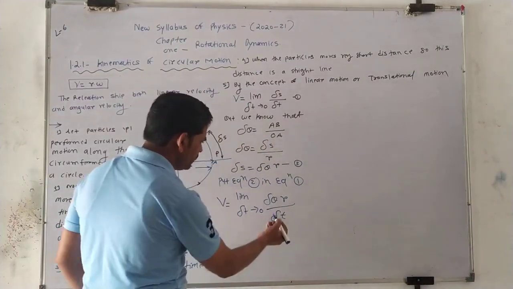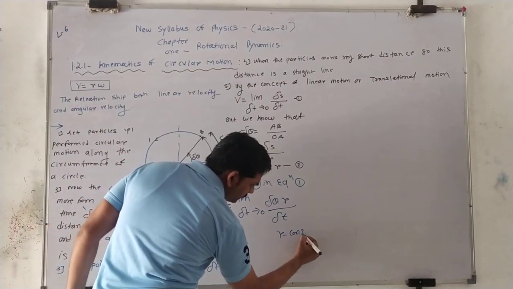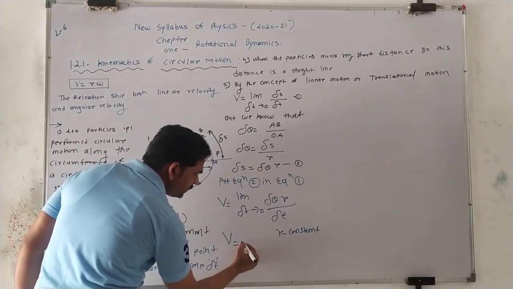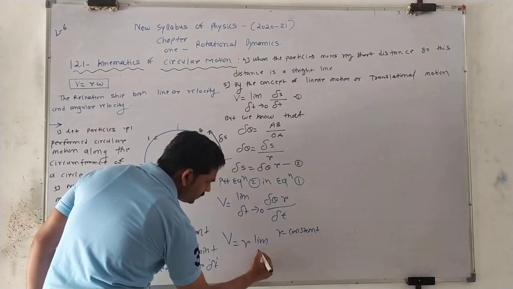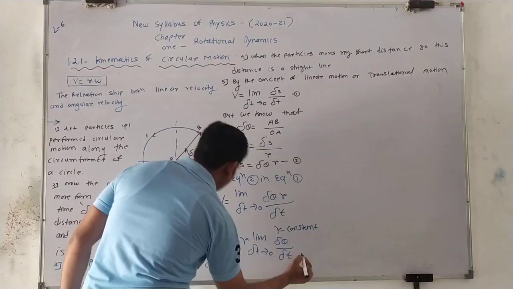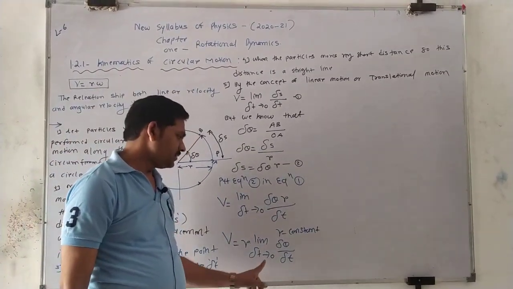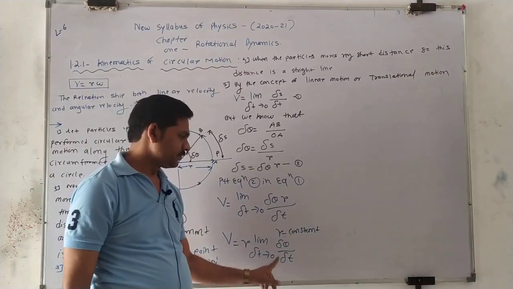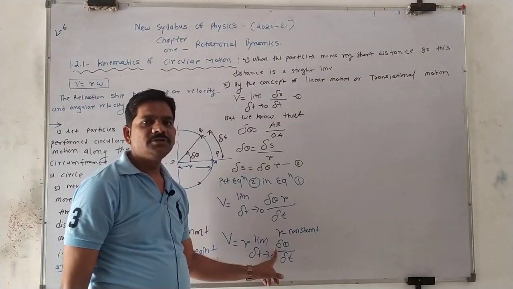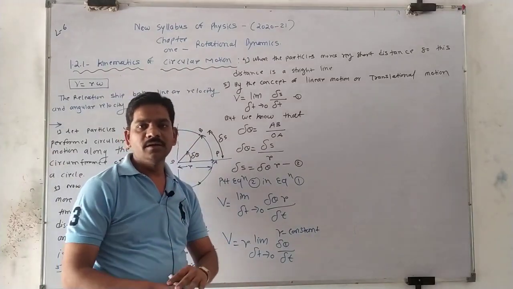We know that, so what do we write down? R is constant, so it comes out of the limit. What remains here? V equals R times limit del t tends to 0 of del theta upon del t. We got this equation. Tell me, boys, what is the meaning of del theta upon del t? Very easy: the rate of change of angular displacement with respect to time, nothing but the angular velocity.